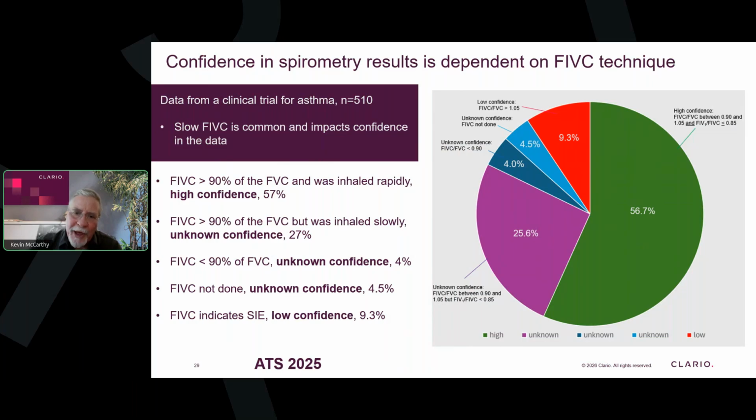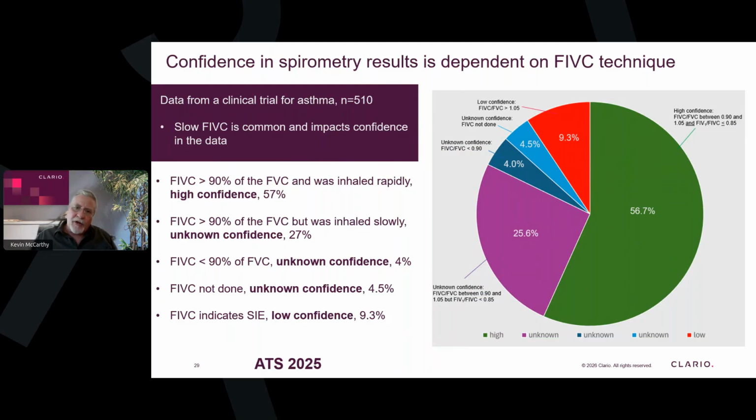And that's problematic because now instead of high confidence, you're back to the 2005 standards days where you have no idea whether or not full inflation was achieved. And you can say the same thing for those 2 blue wedges. The dark blue represents where the FIVC volume was less than 90% of the FVC. And that means it's probably not useful for evaluating full inflation. And the light blue one is where the FIVC just wasn't done at all.